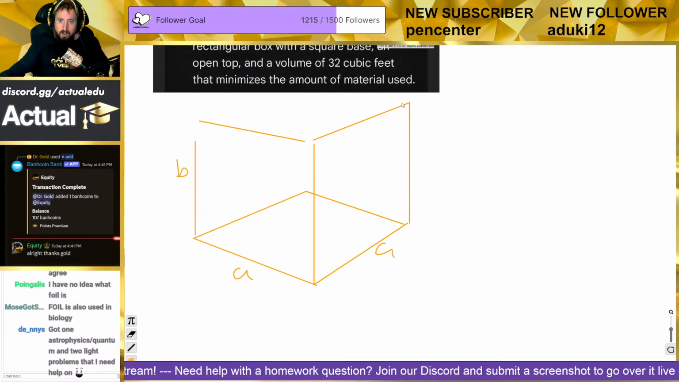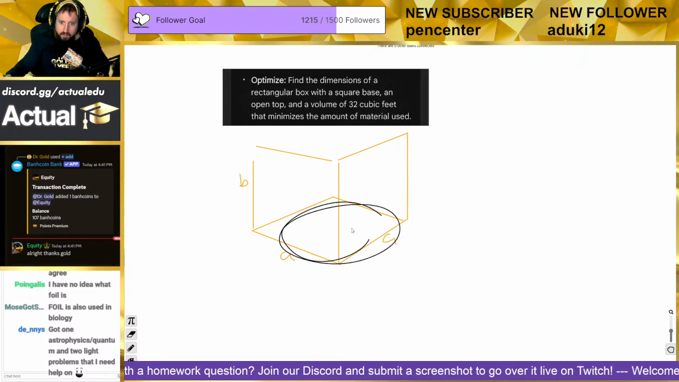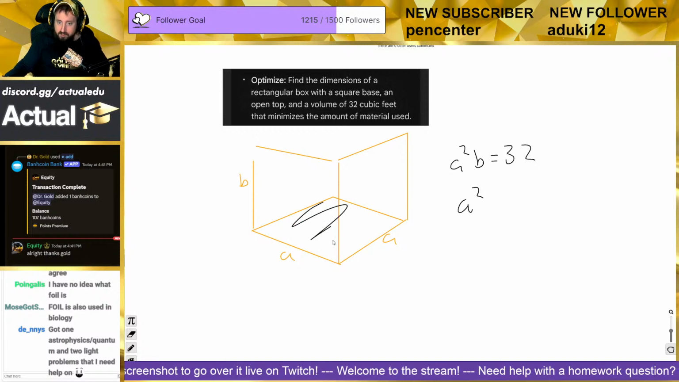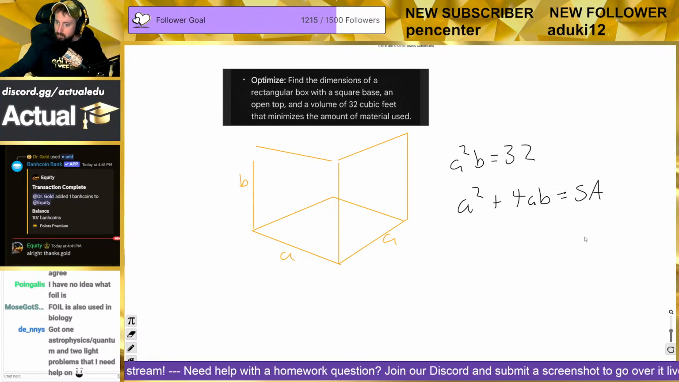Okay. So the volume is 32. So we know that means the area of the base times the height, so A squared B, must be equal to 32. And then if we want the volume of material used, that's the surface area, right? Which is going to be the area of the base plus 4 times the area of the sides, so 4AB, okay? And that is going to equal the surface area, which we're trying to minimize.